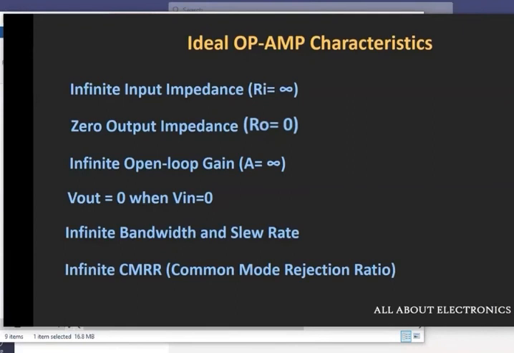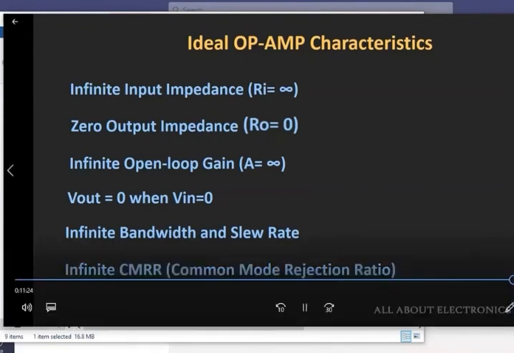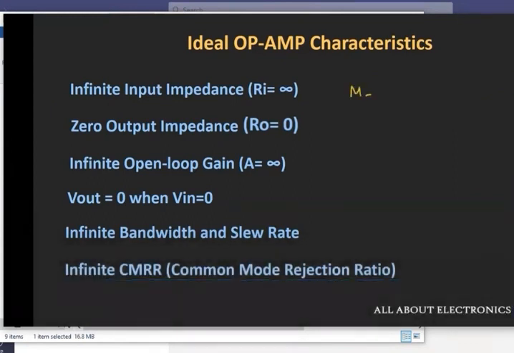But if you see any practical op-amps, they have finite input as well as output impedance. Generally, this input impedance is in the range of mega ohms, while the output impedance is in the range of a few ohms. Similarly, the open loop gain of the op-amp is not infinity, but it is in the range of 10 to the power 5 to 10 to the power 6. Likewise, for practical op-amps, whenever the input is equal to 0, at that time also you will get some output at the op-amp, generally in the range of a few millivolts. That is known as the offset voltage, and we will talk more about it in a separate video.